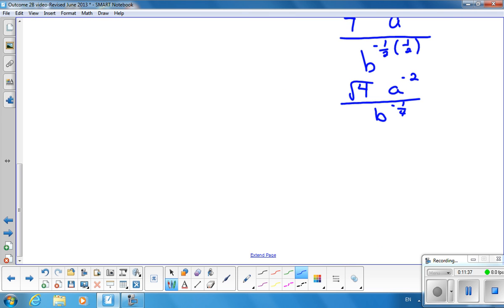Can still simplify. The square root of 4 is 2. I have a to the power of negative 2. Remember, we want to get rid of that negative exponent, so that's going to make it 1 over a, or my a squared will move into the bottom. In the bottom up here, I have b to the power of negative 1/4. That negative exponent will move the b from the denominator into the numerator and make it b to the power of 1/4. That's as simplified as I can get with that question.